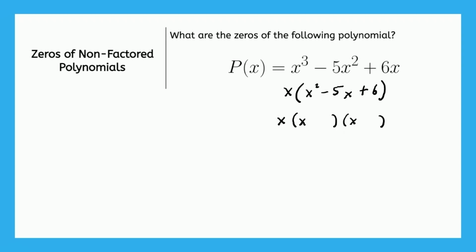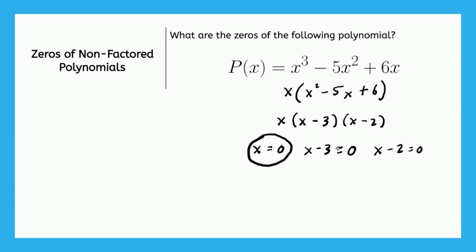Now to find the second term in each binomial, we need to ask the question, which two numbers multiplied will give us positive 6 and added will give us negative 5? Those two numbers are negative 3 and negative 2. So now we have factored form, so we're going to set this factor, and this factor equal to 0 and solve for x. So when we set x equal to 0, there's no more solving to do. So we know that the first 0 is 0.